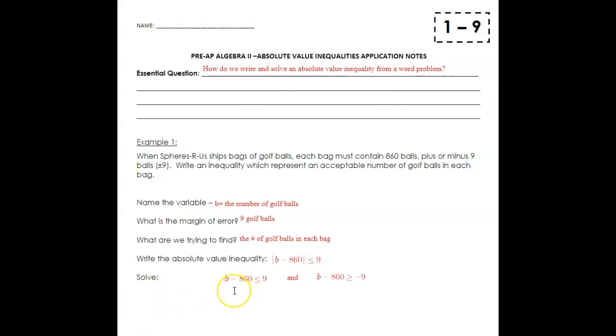So whenever I solve, I'm going to do the opposite of my constant that's there, which is minus 860. I'm going to add 860 on both sides. And what I'm going to have remaining is a b on the left side. It's still less than or equal to, so I insert my symbol, and then 9 plus 860 is 869. So there's one inequality. My next inequality, I'm going to do the same thing. I'm going to do the opposite of the constant, which is minus 860. So I'm going to add 860 and add 860.